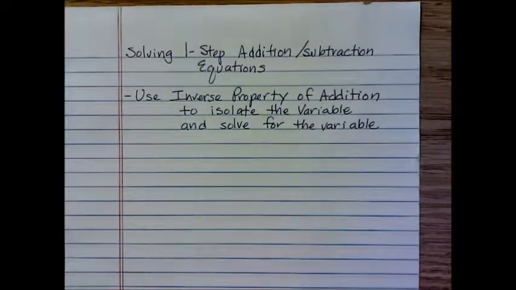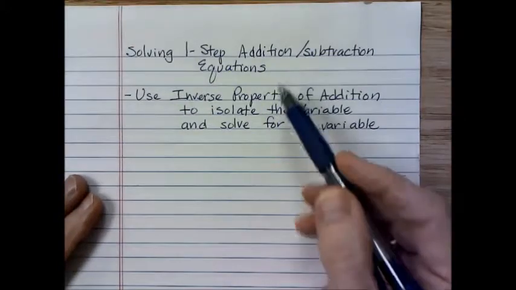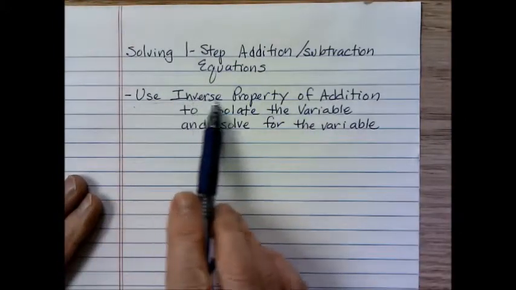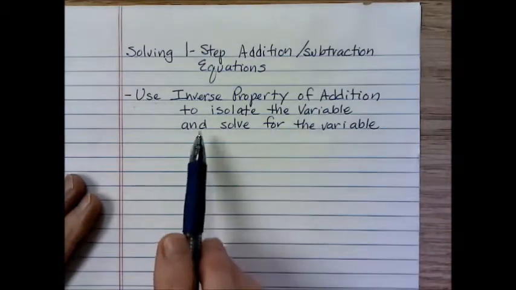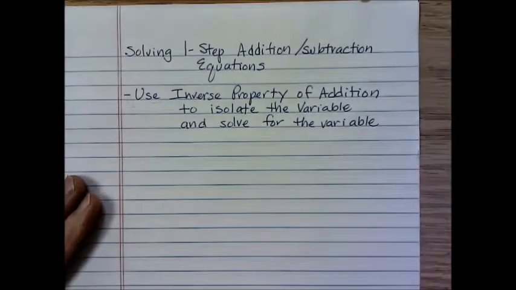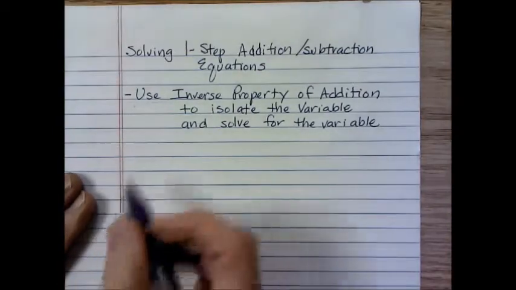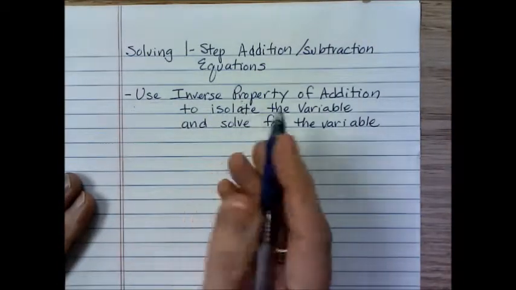Today we're going to talk about solving one-step addition and subtraction equations. Now what we do is we have to use the inverse property of addition to isolate the variable, and that's how we solve for the variable. So first let's talk about this inverse property of addition.